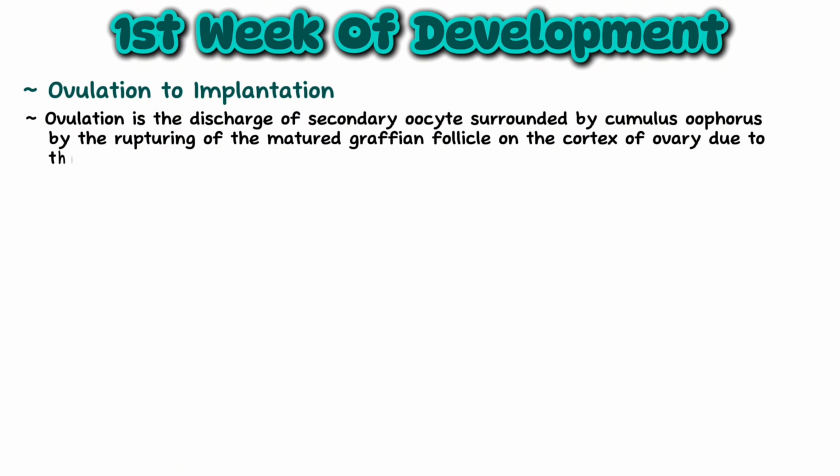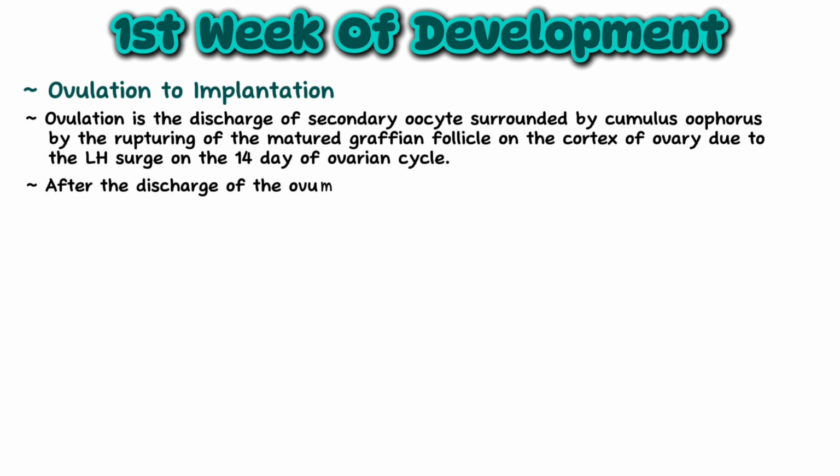On the 14th day of the ovarian cycle, due to rupture of the Graafian follicle under the influence of the LH surge, secondary oocytes are released into the abdominal cavity surrounded by cumulus oophorus. This process is known as ovulation.